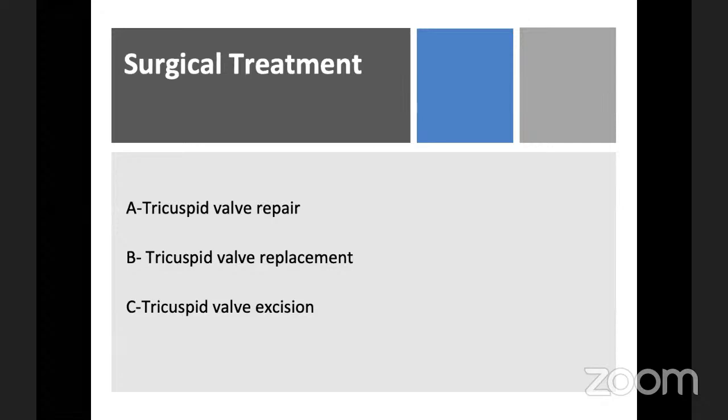It is done in two stages. First, they remove the entire tricuspid valve, provided the pulmonary artery pressure and vascular resistance are not elevated; this is the one condition. But the issue is that more than 60% of these patients with tricuspid valve excision, after 6 months, come with ascites, peripheral edema, and low cardiac output.